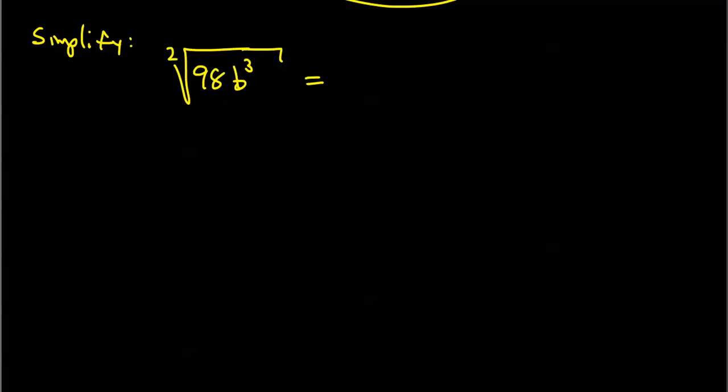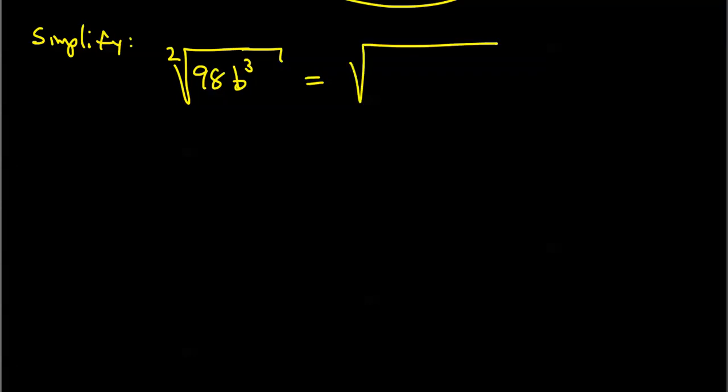Alright, let's do some harder ones here. Simplify the square root of 98b cubed. Well, you might think we're in trouble here. 98 is not a perfect third power, or perfect second power. Again, your index is an invisible 2 here, right? Square root. 98 is not a perfect square. B cubed is not a perfect square, but I think they both contain factors that are perfect squares, right?